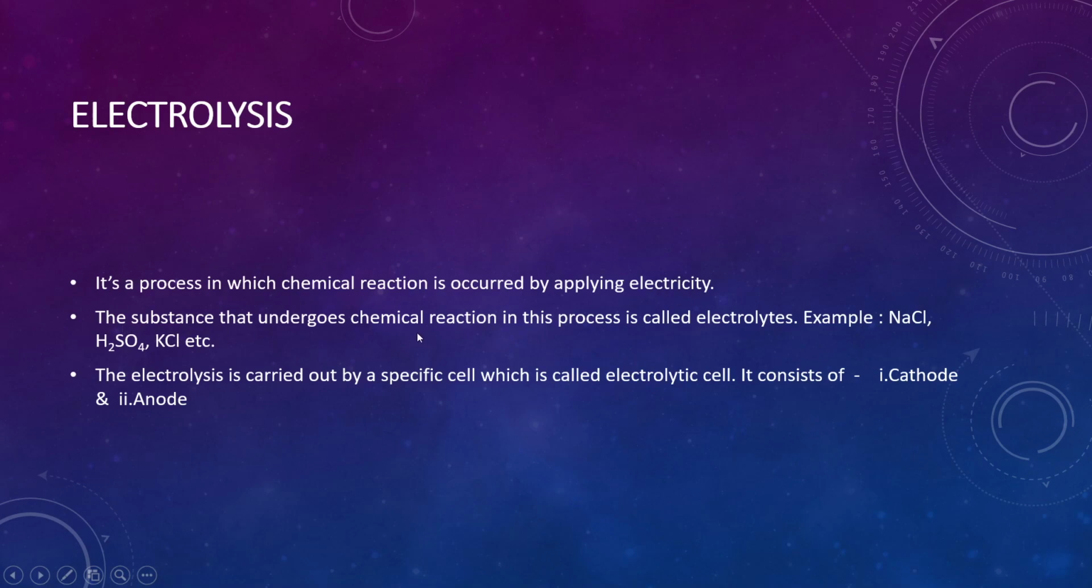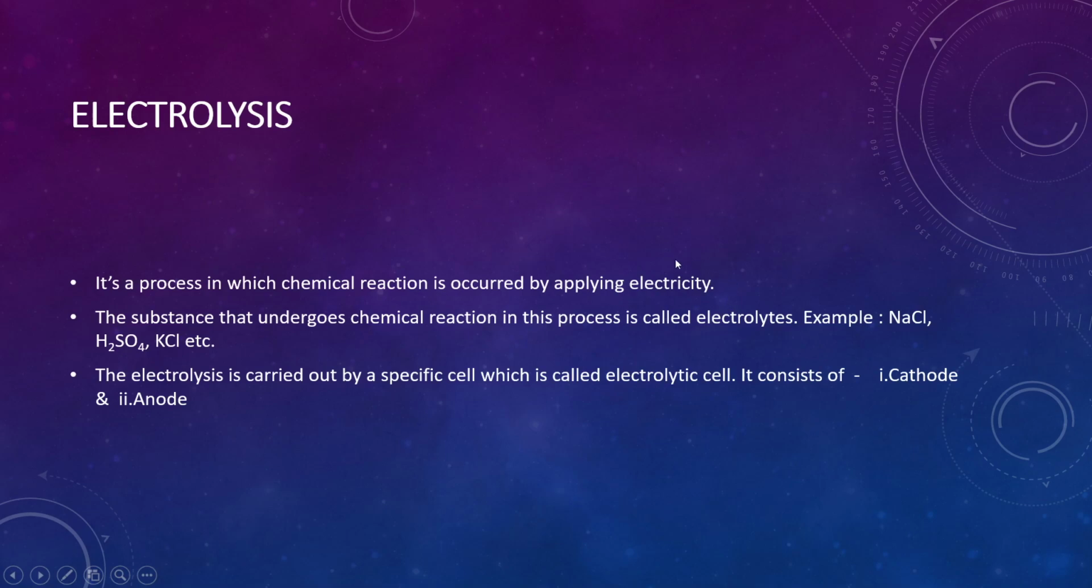And the substance that undergoes chemical reaction in this process is called an electrolyte. The substance that undergoes the chemical reaction is called an electrolyte. For example, sodium chloride, sulfuric acid, potassium chloride, etc. You can find the details in your textbook provided by NCTB. And the electrolysis is carried out in a specific cell, which is called an electrolytic cell. Please keep that in mind.